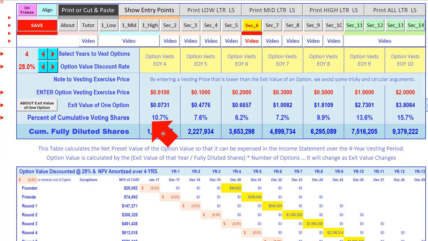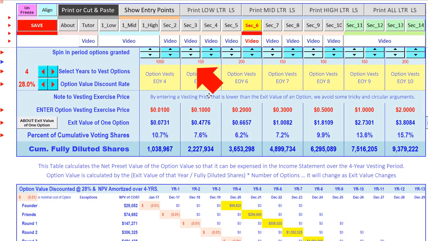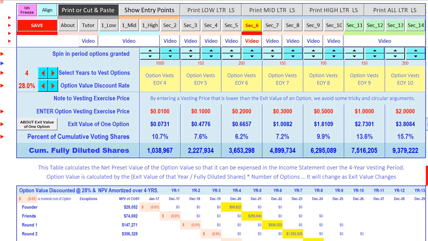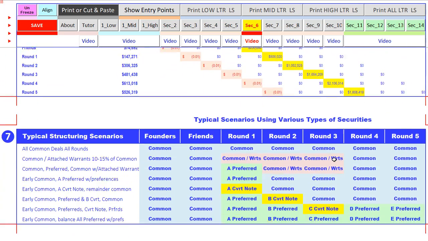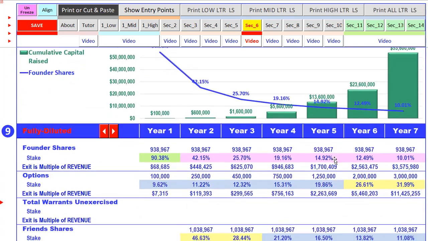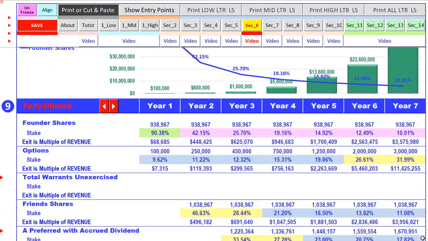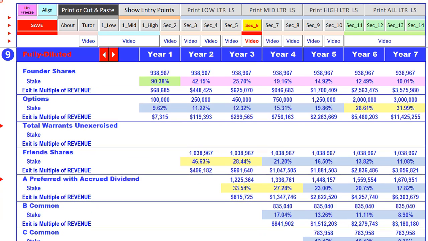This is the percentage of cumulative voting shares that the options represent. So in this particular case, we've got 10. Now it is not cumulating. This is 7.6% of the total is options issued in this period, and so forth and so on. It turns out there are a lot of options in this deal, and I can show you that by scrolling down. All right, so I'm going to scroll down to section 9, and here's my red guy.